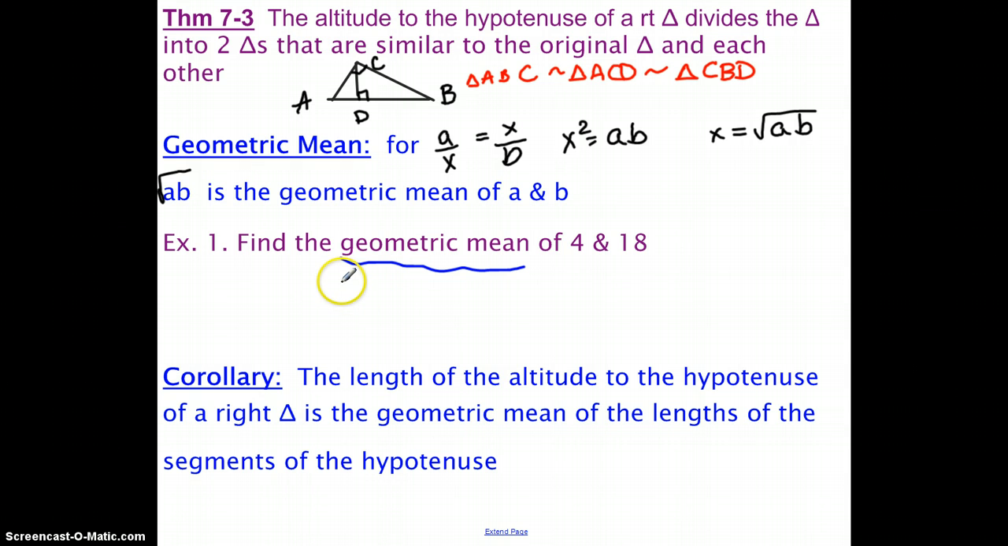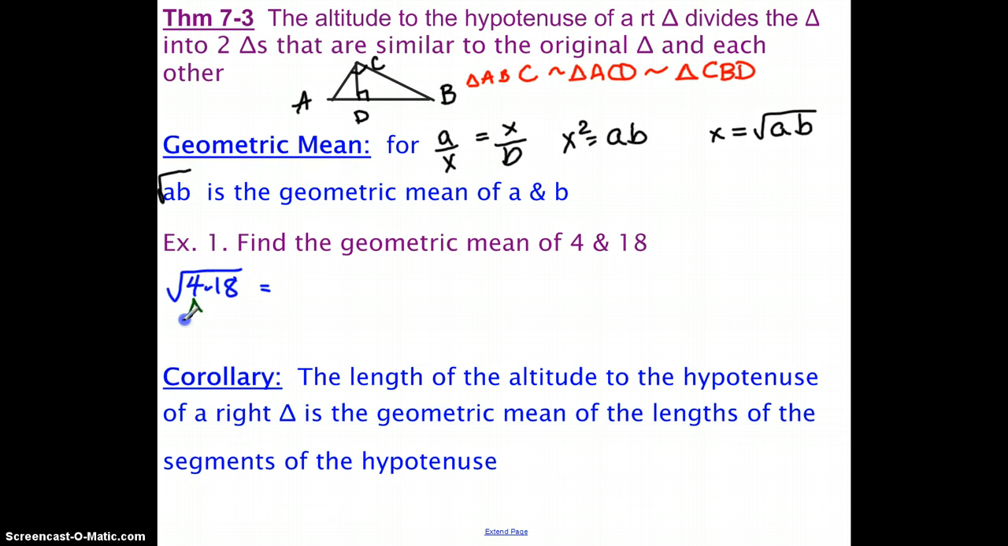So in example number 1, it says find the geometric mean of 4 and 18. So if I go to put this in here, 4 and 18, that's how I'd start. Now, the big part of this is it'd be really helpful for us if we could actually put it in a form that they would like. They talk about rationalizing the square root, and that's something that we've done in Algebra 1.